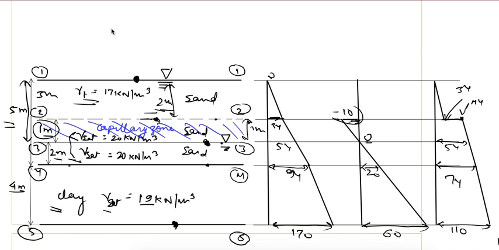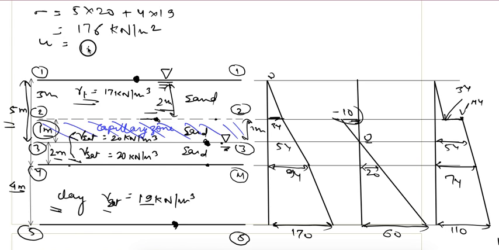So let's find out. So the total stress will be, now the water table is at the ground surface, so total stress will be equal to, this depth was 5 into, now for this depth saturated unit weight of sand will be there, so 5 into 20 plus saturated unit weight of clay is 19, so this is 176 kilonewton per meter square, and u will be equal to 10 into 9, because 5 plus 4 is 9, and water table is at the ground surface, it is 90 kilonewton per meter square.